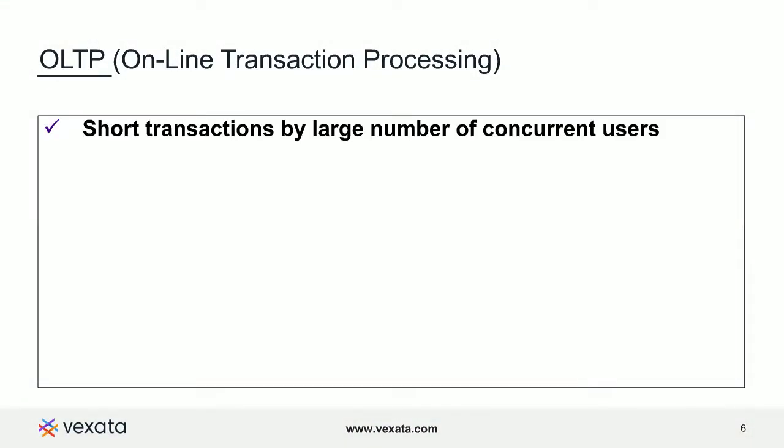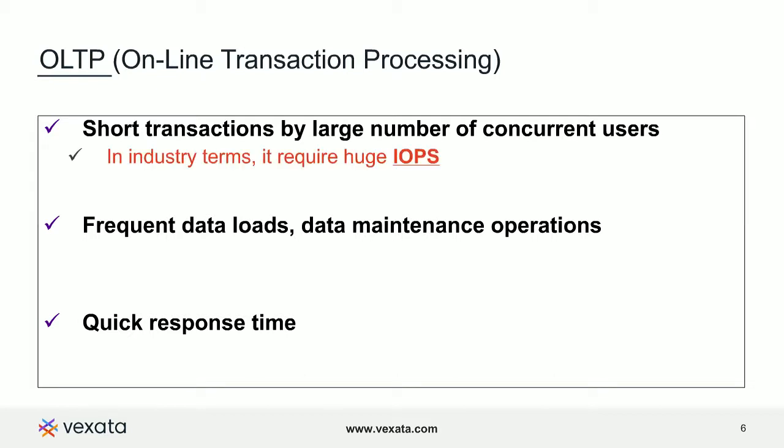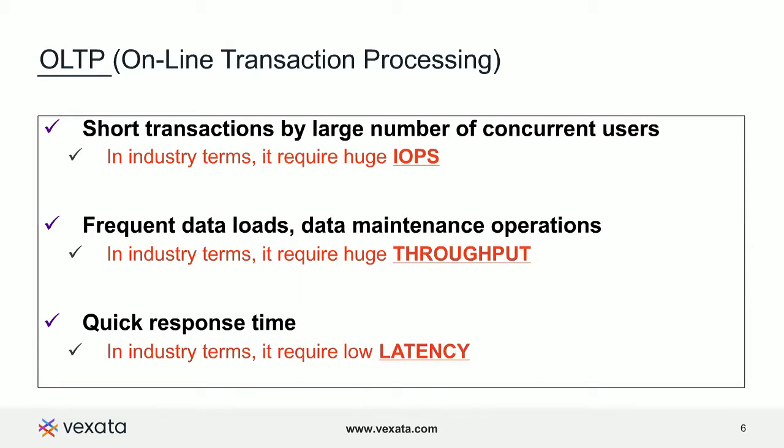So an OLTP application does short transactions by a large number of concurrent users. It does frequent data loads and data maintenance operations. And it requires quick response time. In other words, or in industry terms, it requires huge IOPS, huge throughput, and low latency.